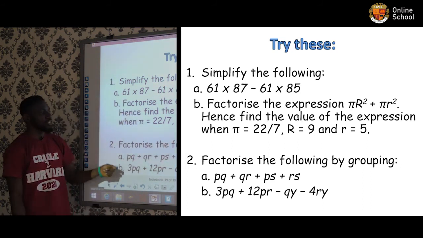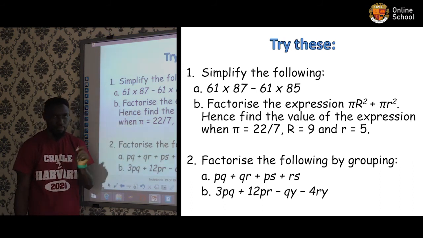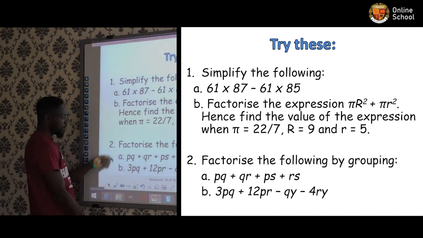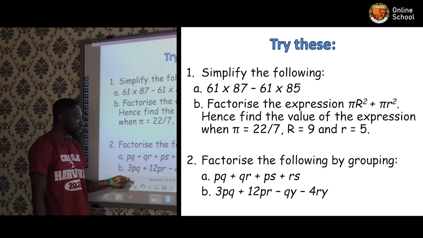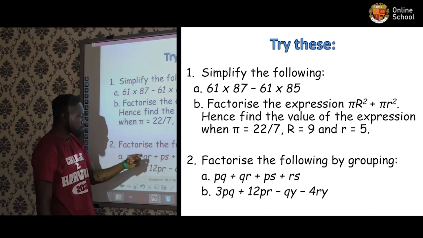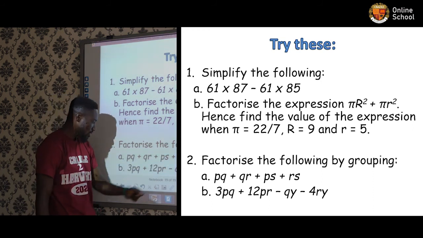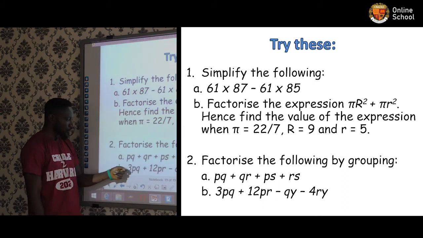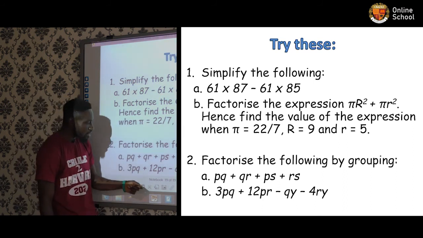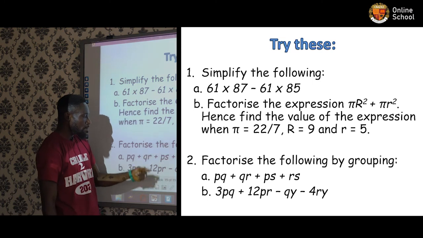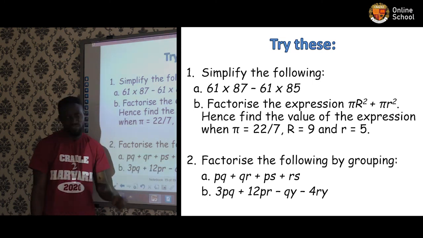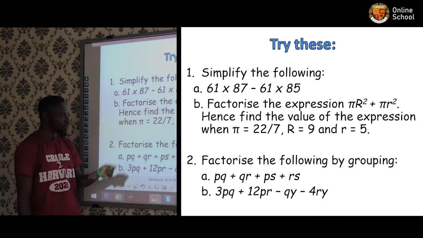Number 2, factorize the following by grouping. By grouping, don't forget. A says PQ plus QR plus PS plus RS. And B says 3PQ plus 12PR minus QY minus 4RY. Very, very simple. I hope you will get this.